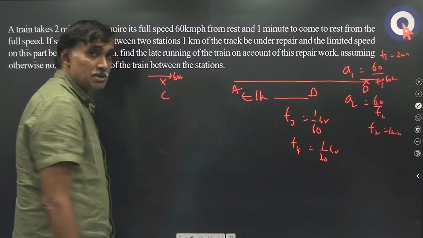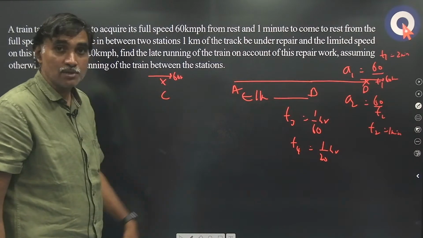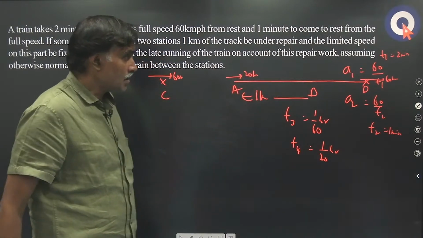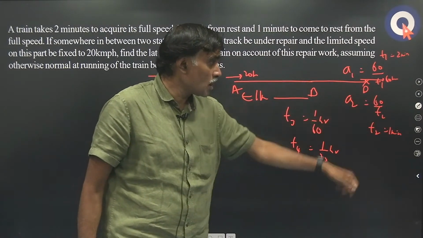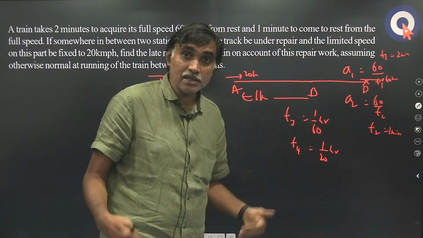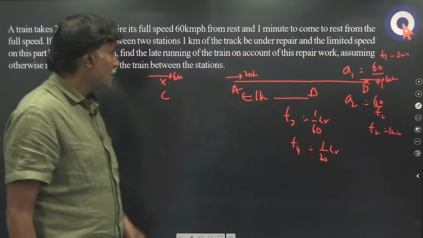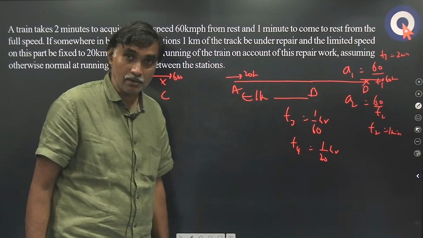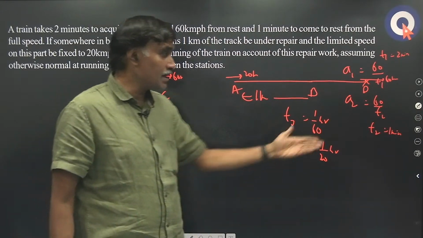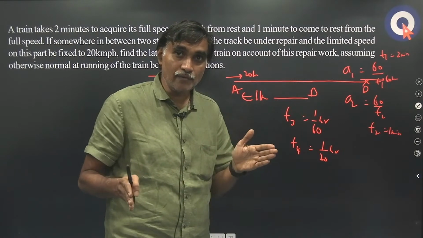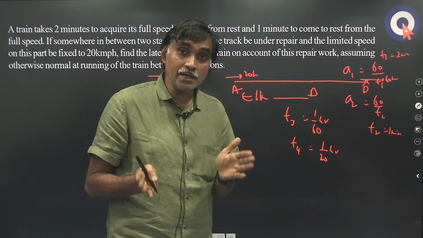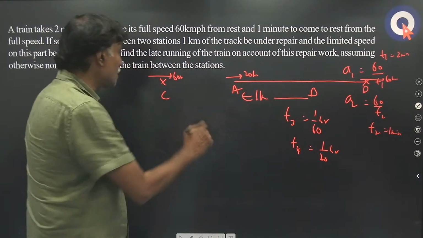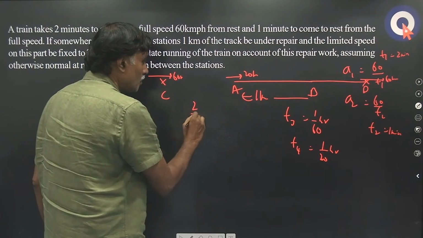Now from here to here, how much time will it take if it retards from 60 to 20? Now from 60 to 0, how much time does it take? 1 minute. That is the maximum retardation. From 60 to 20, the decrease in velocity is 40 kilometers per hour. So it will take how much time? 2/3 minutes. 60 to 0 takes 1 minute, so 60 to 20, change of 40, will take 40/60, that is 2/3 minutes. So from here to here it has taken 2/3 minutes.